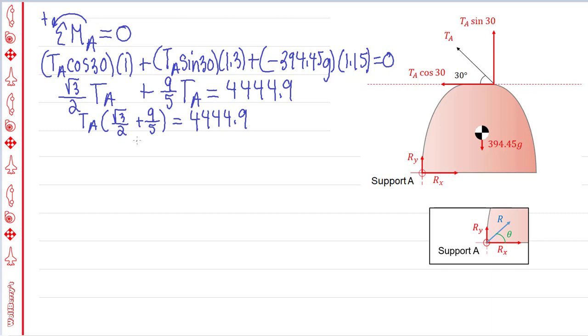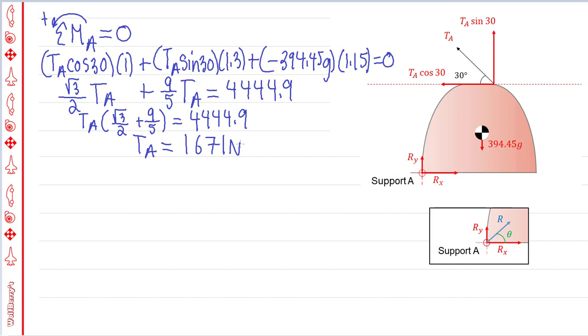Now, to find TA, we simply divide both sides by what's inside the bracket, and we have a TA value of 1671 newtons. So this is smaller than the maximum permissible tensile strength of the cable, which, if you recall in the problem, was 2.5 kilonewtons or 2,500 newtons. So therefore, the cable shall not fail.